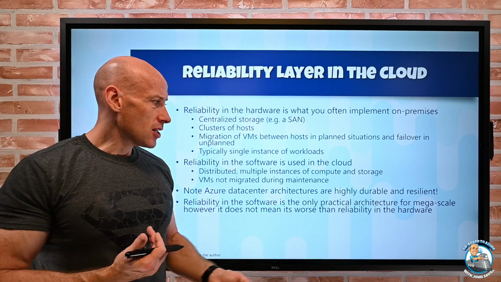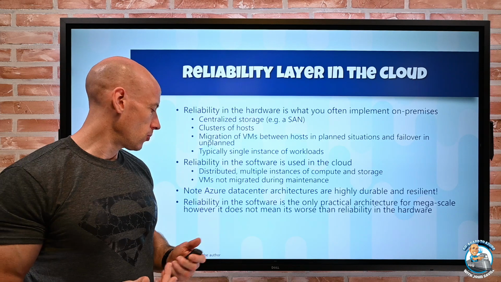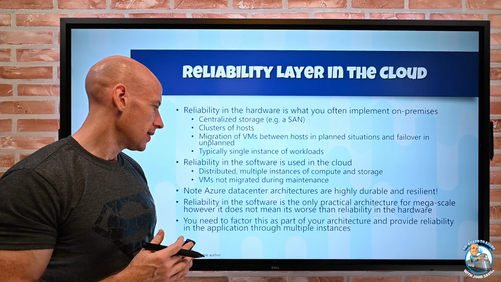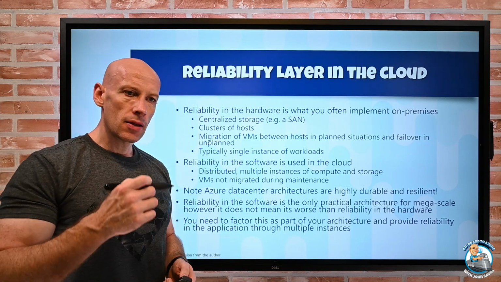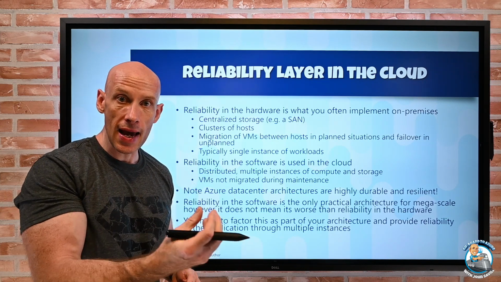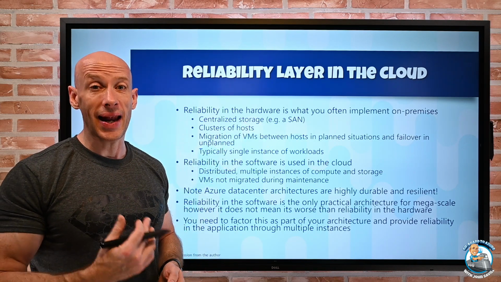So reliability in the software is the only practical option for mega scale, which is what the clouds are. But it's actually better. But I do have to factor that in as part of my architecture. Again, that resiliency is going to hit far more types of failure, be it in the guest or at the rack level, than just some live migration or planned scenario.